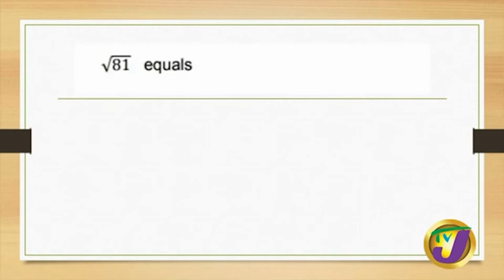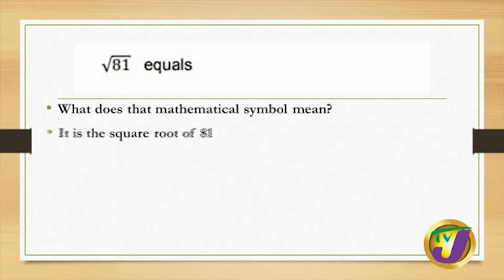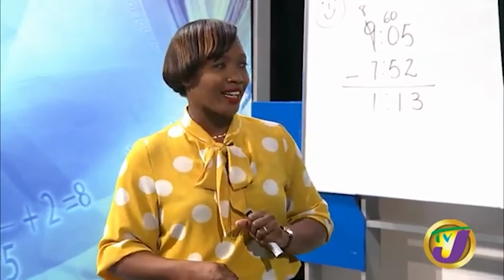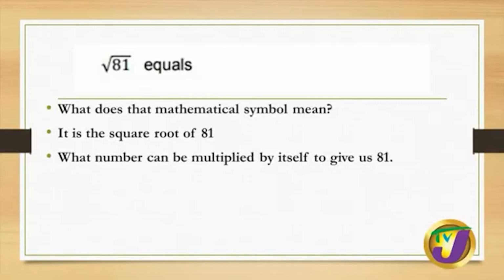Now, let's look at this. Everyone's looking at the screen? What is that sign? Who knows what that symbol stands for? It is the square root of 81. So they're asking you to find the square root of 81. What does the square root mean? Perfect. If you said it is what number can multiply by itself to give me 81, you are right on track. So let us look and see.